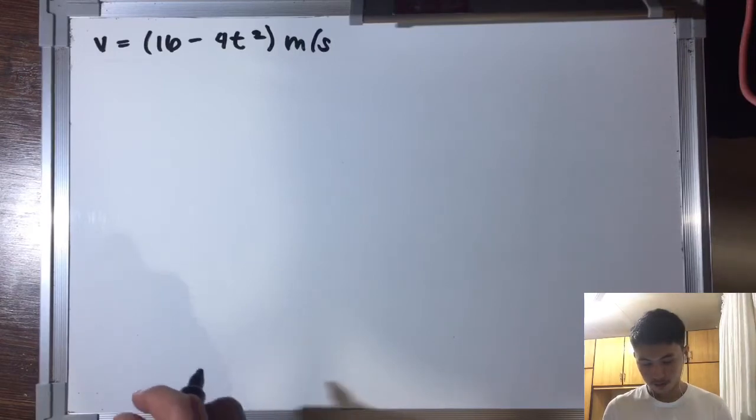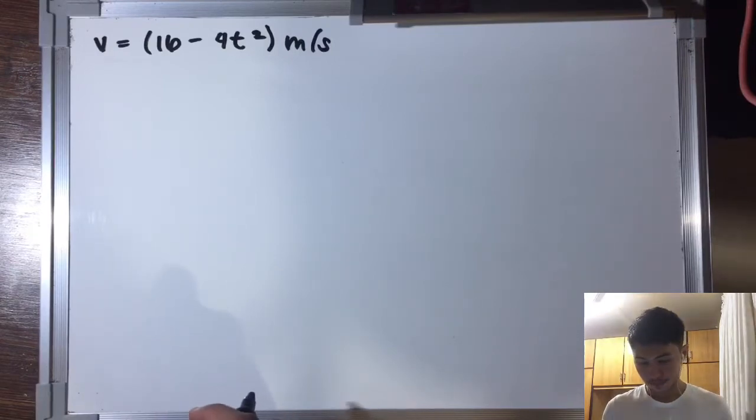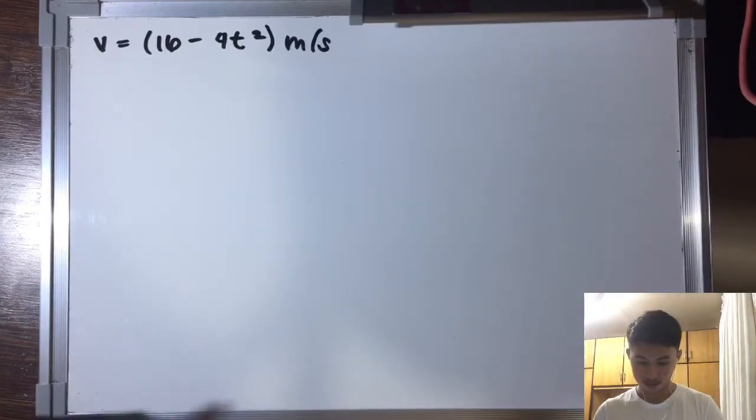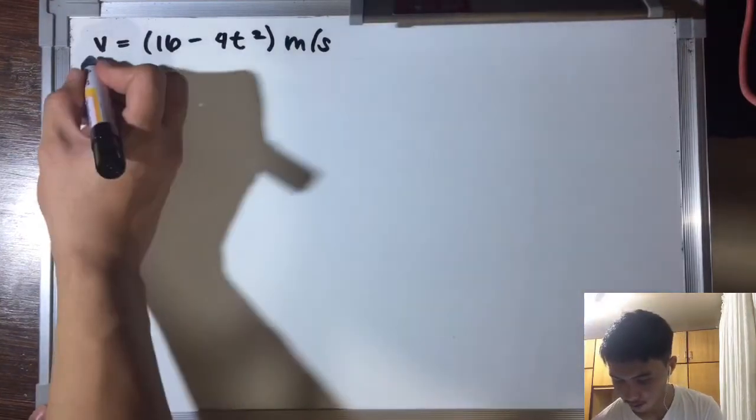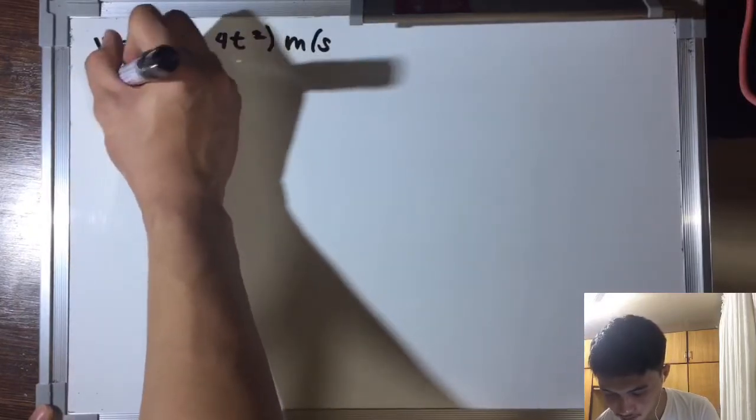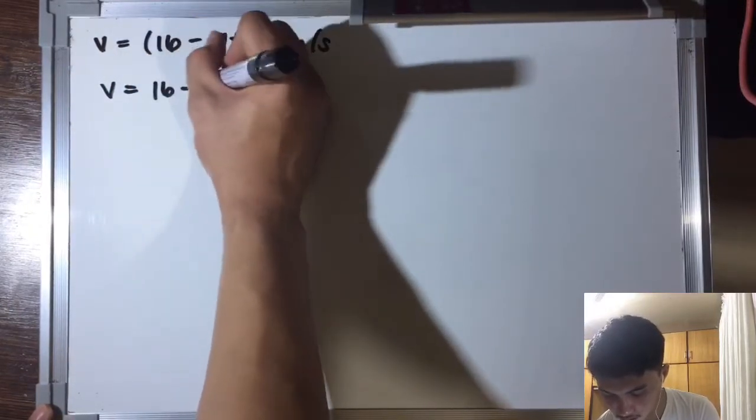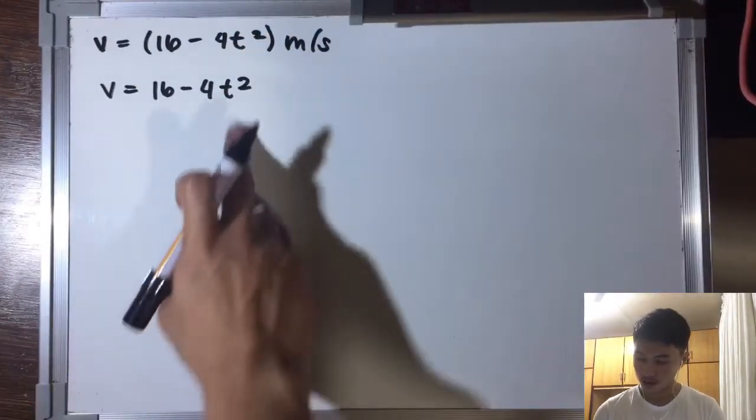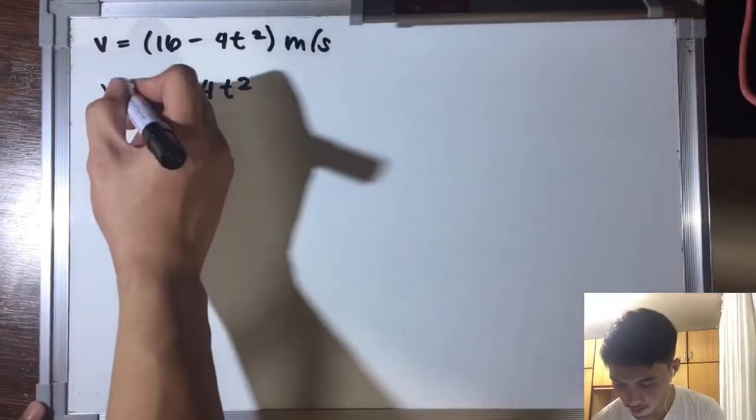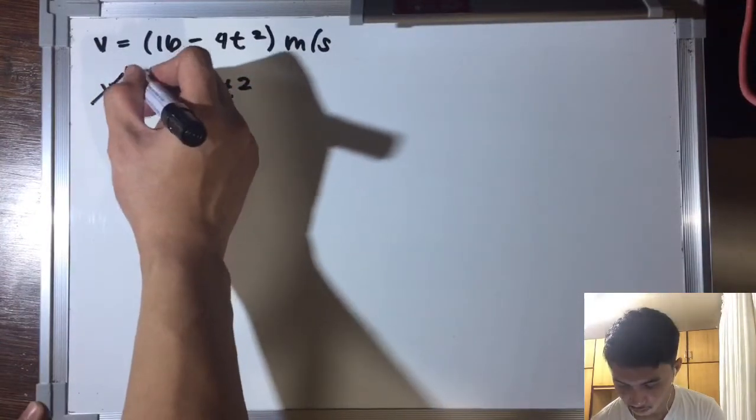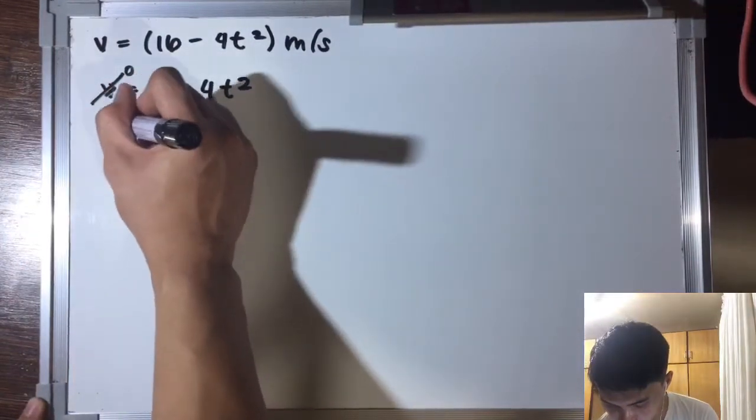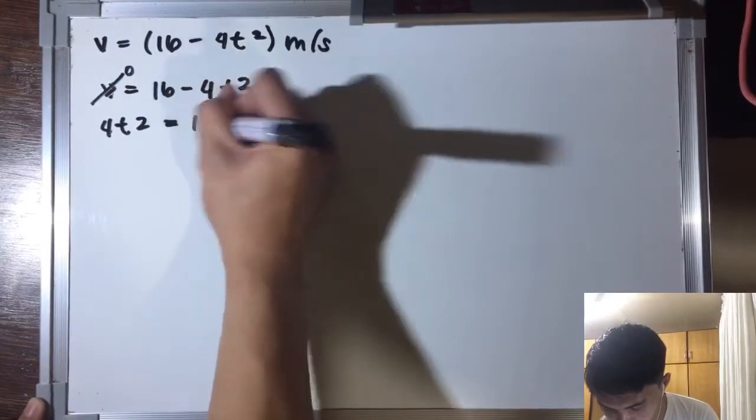The first thing that we're going to solve for is the time interval. Like the problem in number 2, I think, we're going to solve for the time interval. We are going to get it from this equation. So v is equal to 16 minus 4t squared. How are we going to solve for the time? Since this is equal to 0, we can transpose this value on the left side. That will give us 4t squared is equal to 16.